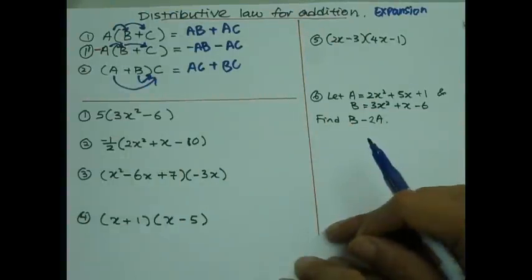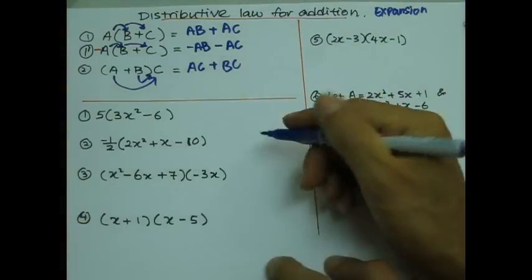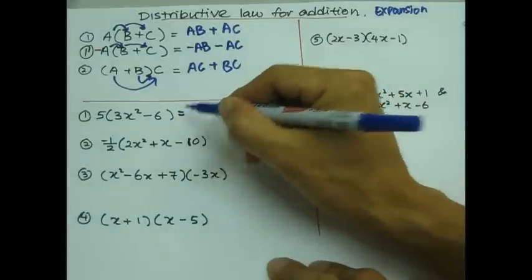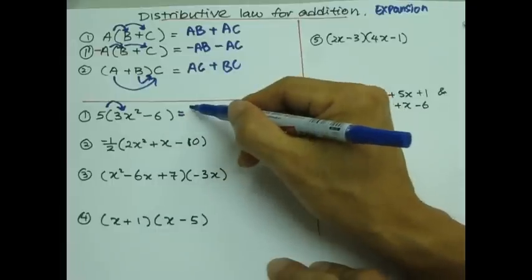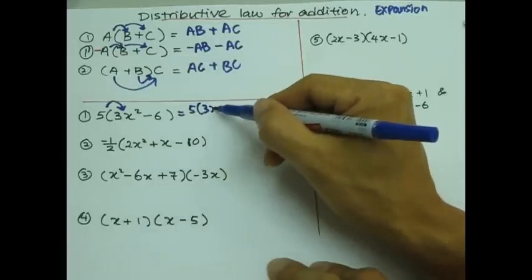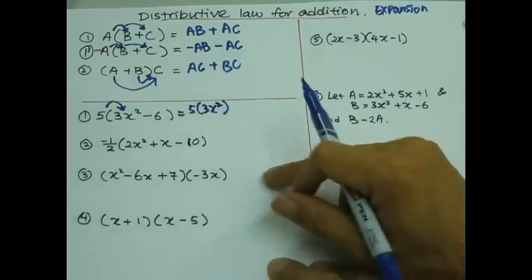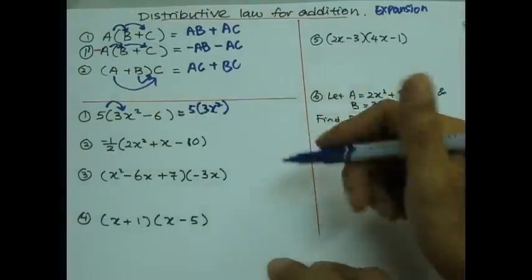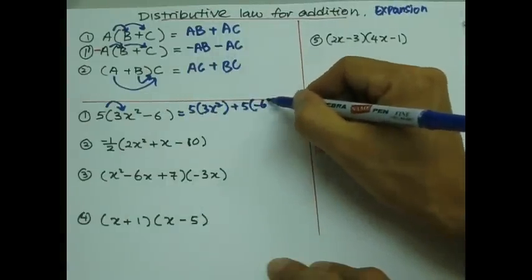So let's see how we work. We're going to work on some examples. Alright, question number 1. We're going to distribute 5 to the first term. So it's 5 times 3x squared. I've used a bracket instead of the multiplication sign for clarity purposes. Plus 5 times negative 6.